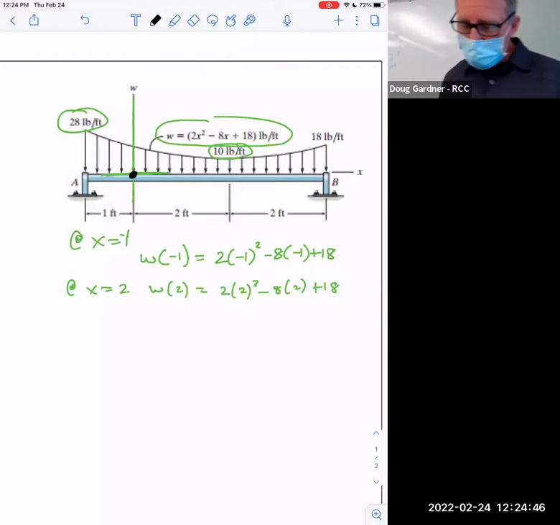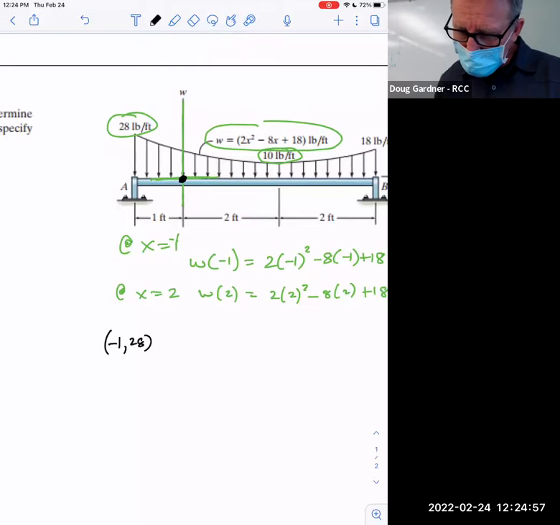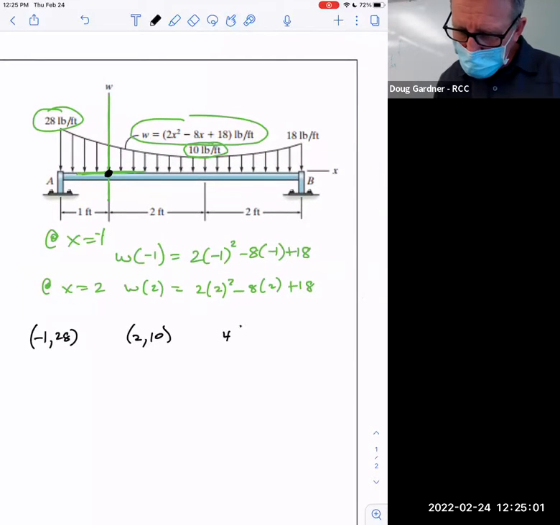As a side note, I'm going to erase this, but would you agree then that this point over here on the left is actually -128? And this point here in the middle is actually 210. And this point over here on the right is actually 418. Do you agree with that?